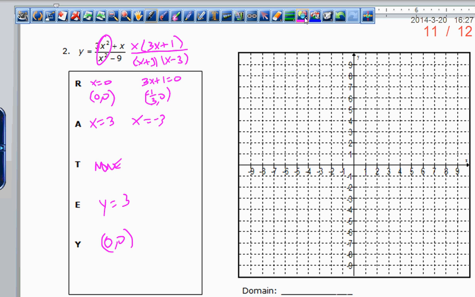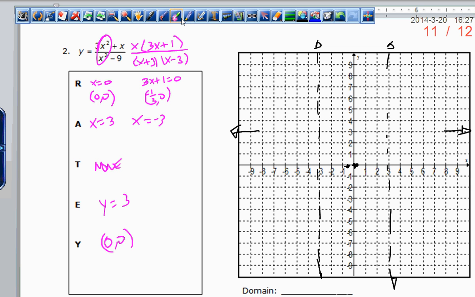Okay? All right, so let's look at the graph. I got (0, 0) and (negative 1/3, 0). I got my two vertical asymptotes at negative 3 and positive 3. My end behavior is y equals 3. That's it. I already got my y-intercept, which is (0, 0).